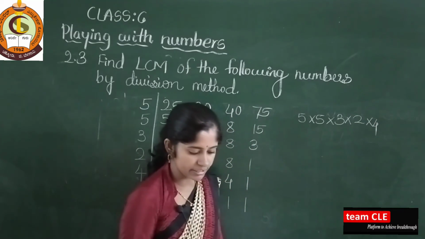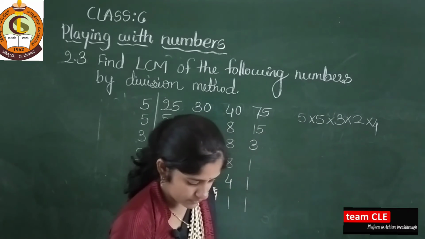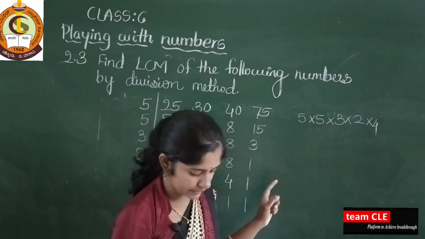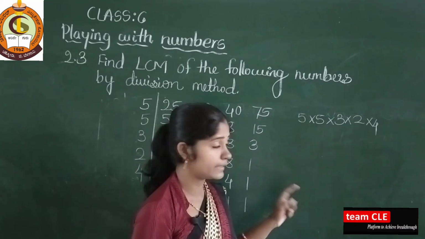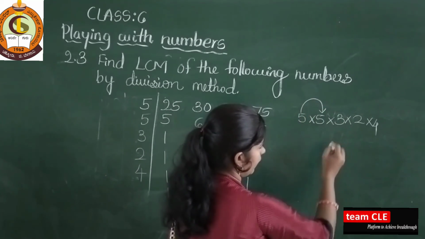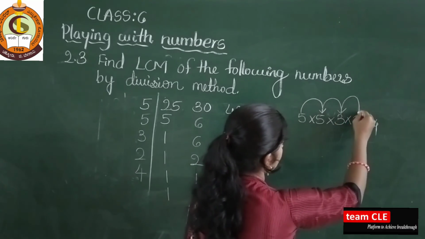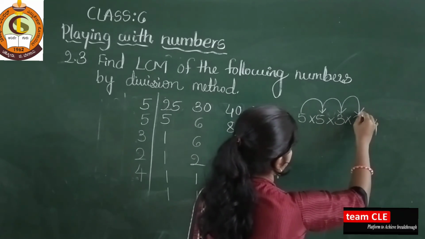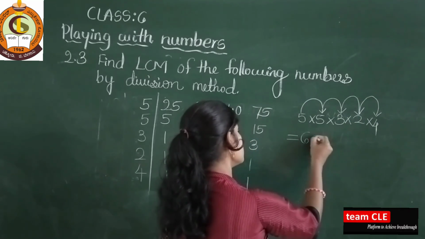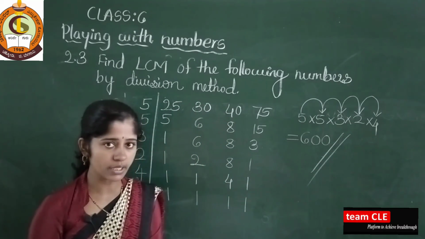See here, by multiplying this I will get the answer. Not 4,560, here I will get 600 as the answer. See here, 5 5s are 25, 25 3s are 75, 75 2s are 150, 150 4s are, what will come? 600. So the least common multiple is 600.